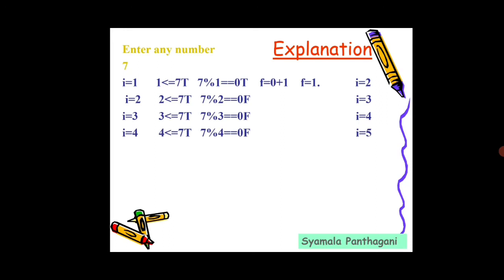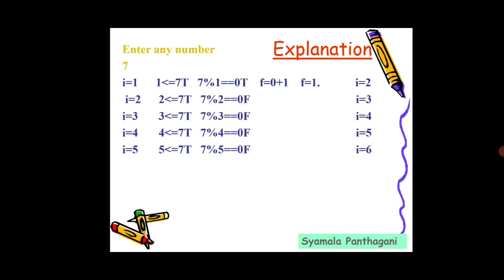Now the value of i is 4. 4 is less than or equal to 7. That is also true. 7 mod 4 is equal to 0. False. That's why it doesn't increase the value of f and it just increases the value of i. The new value of i is 5 and it goes to the next iteration.